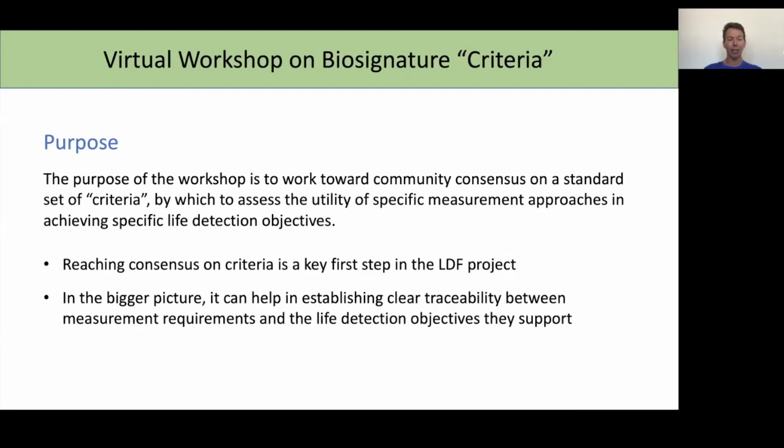So reaching community consensus on criteria is a key first step, a foundational step in the Life Detection Forum project, because it serves as a basic organizing principle for the system. In the bigger picture, I think this is what we as a community really need to do to help establish clear traceability between measurement requirements and the life detection objectives they support. And if we can help to establish that traceability, we can help to support the integration of life detection objectives into planetary sciences and astronomy.